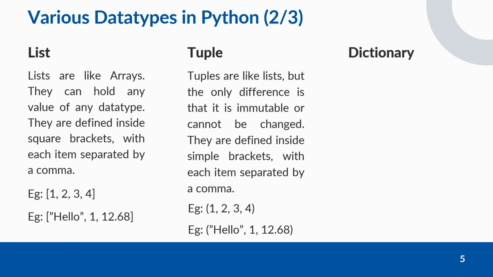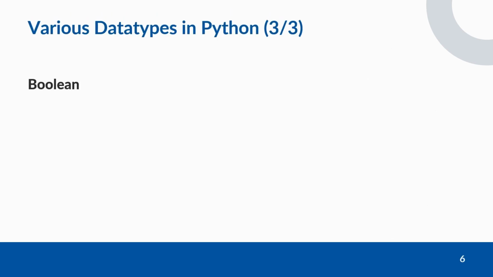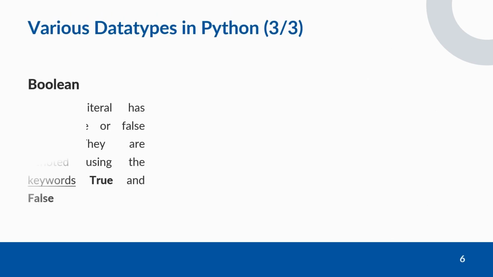A dictionary. Unlike lists and tuples, which are indexed by position, dictionaries use keys to access elements, making them incredibly versatile for organizing and retrieving data. A Boolean data type. They are just true or false values.